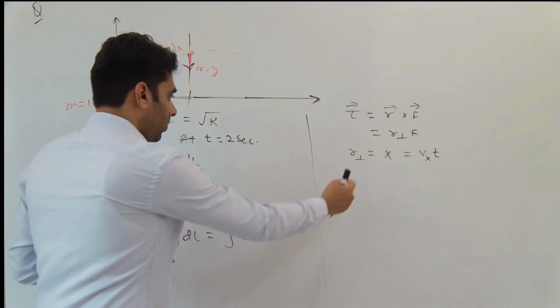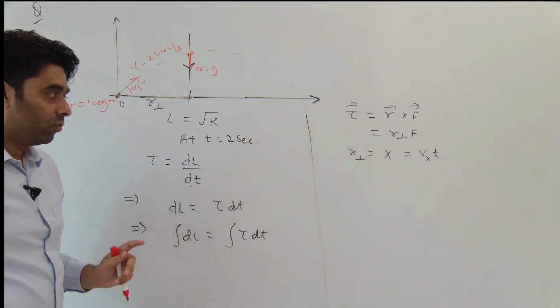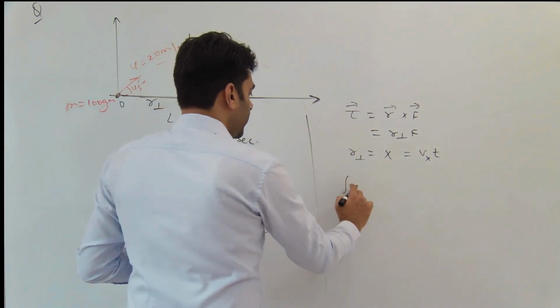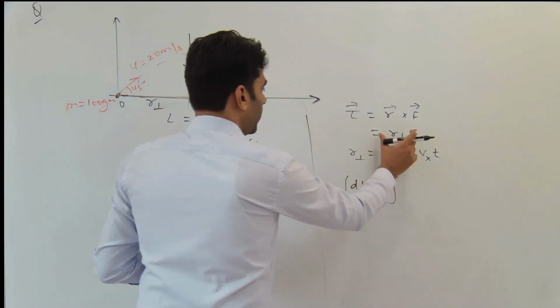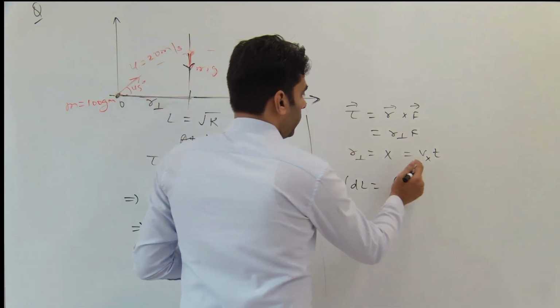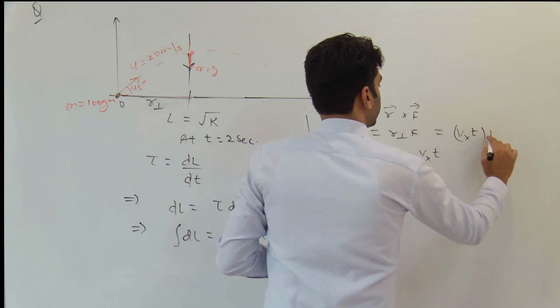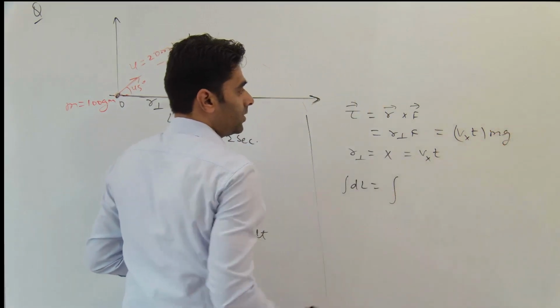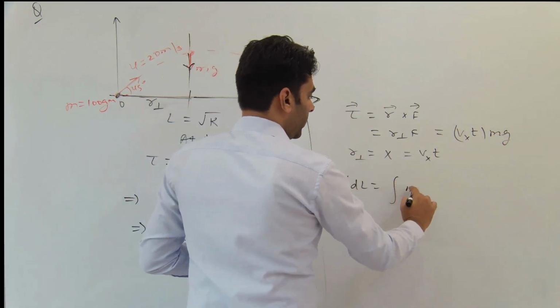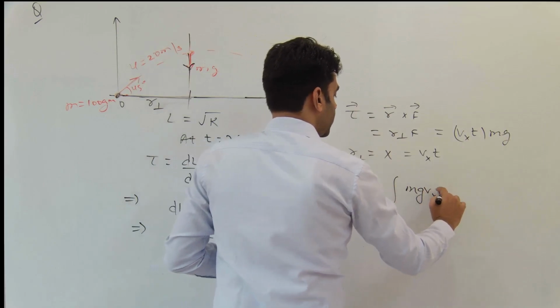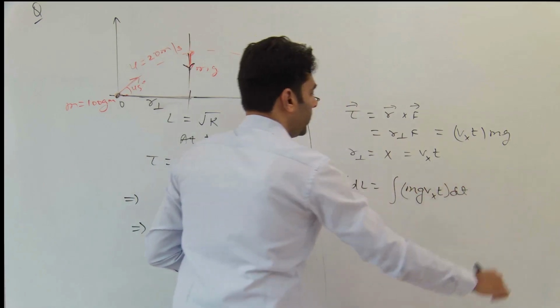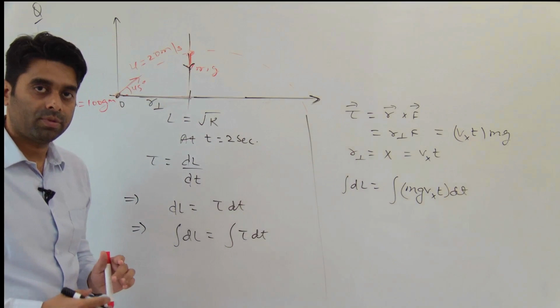So now let us substitute this over here. So what do we get? Integral dL is equal to integral tau dt. What can I write the tau value as? This is r perpendicular, so Vx t into force, that is your mg. So let us substitute this torque value, which we get as mg Vx t into dt. I hope till here all the steps are clear.